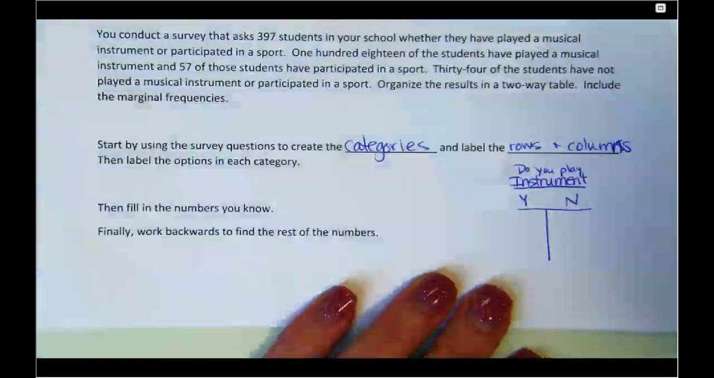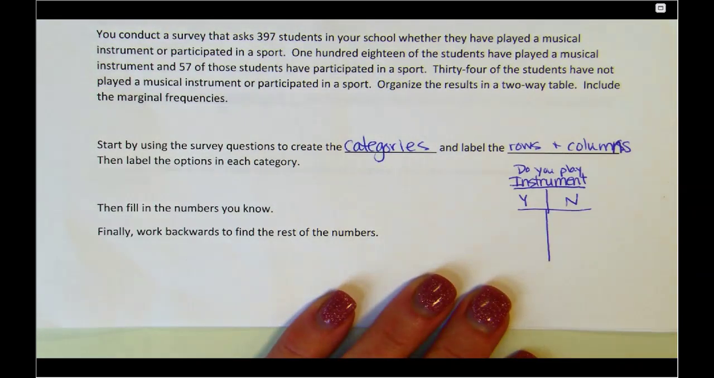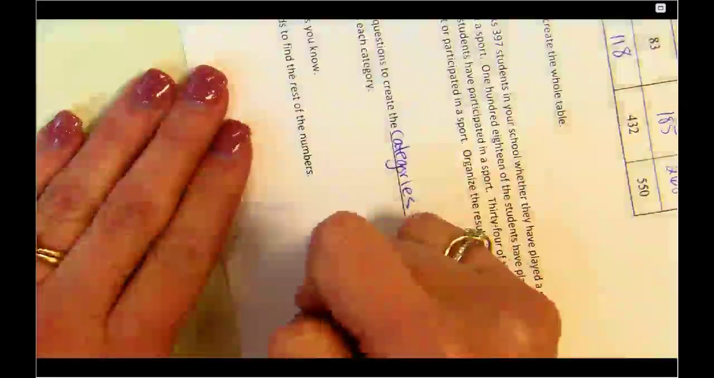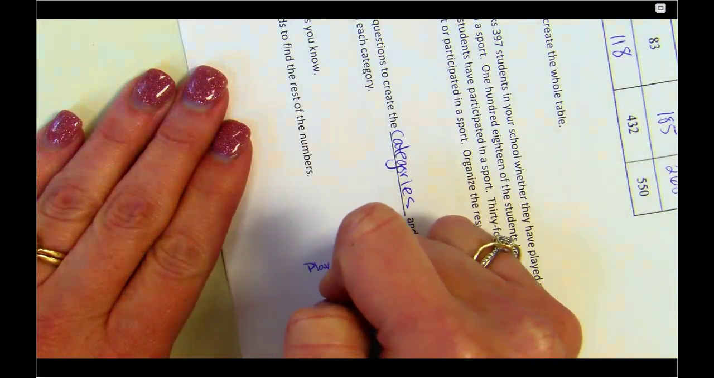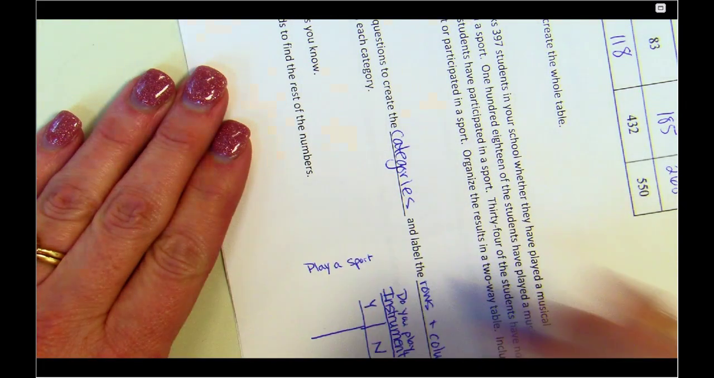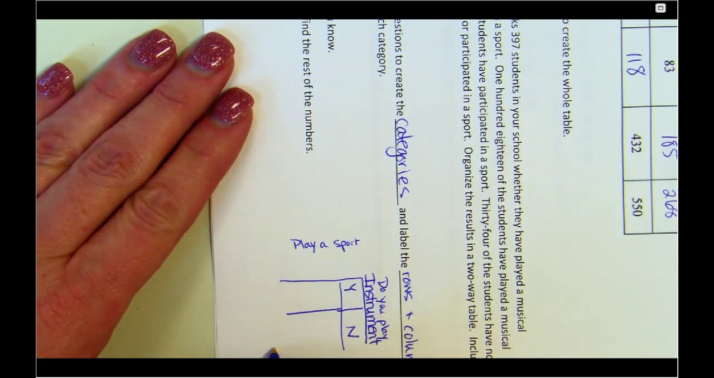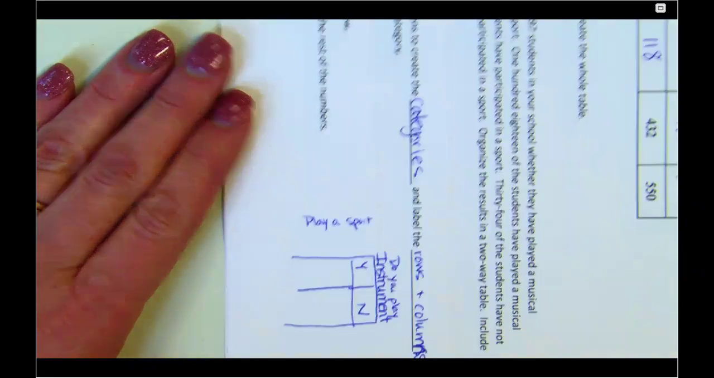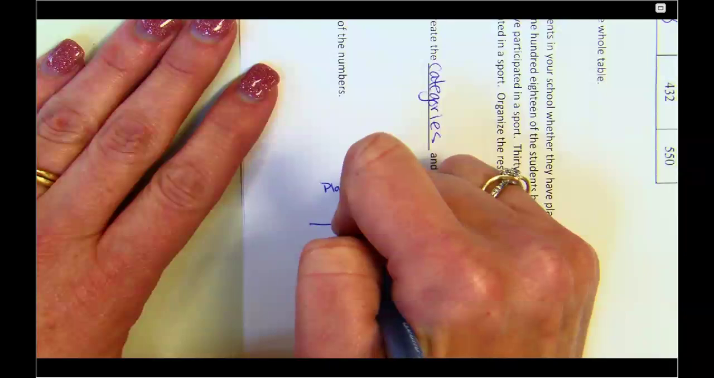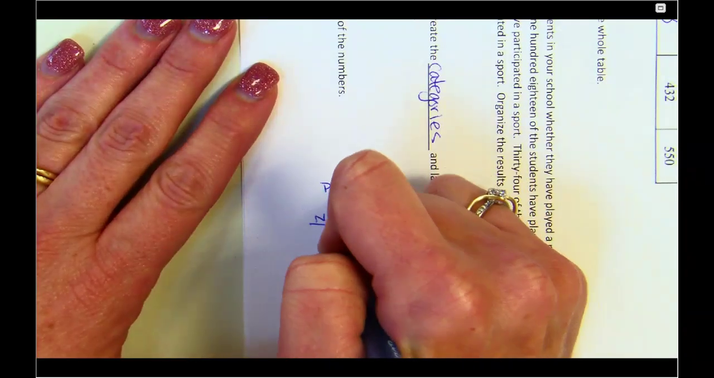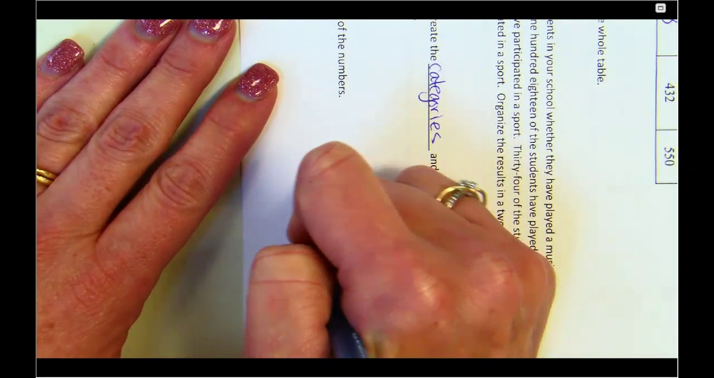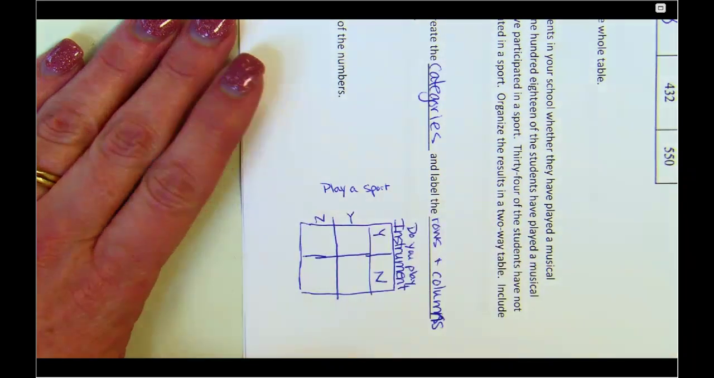And then what's the other question they asked? Do you play a sport. So I'll put that over here. Play a sport. Okay. What are the possible answers for do you play a sport? Yes or no. Again, yes and no. So do you see what I mean? You have to read it and be like, okay, how would they ask that? What are the questions? And then yes or no or whatever.